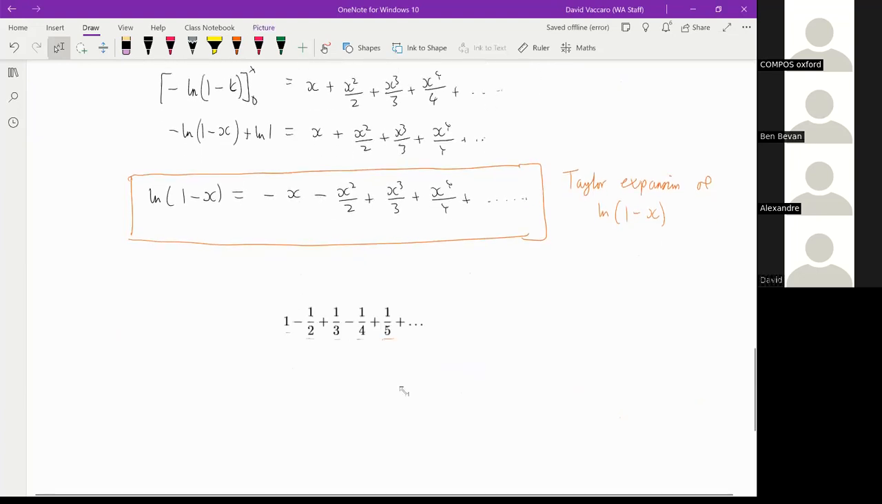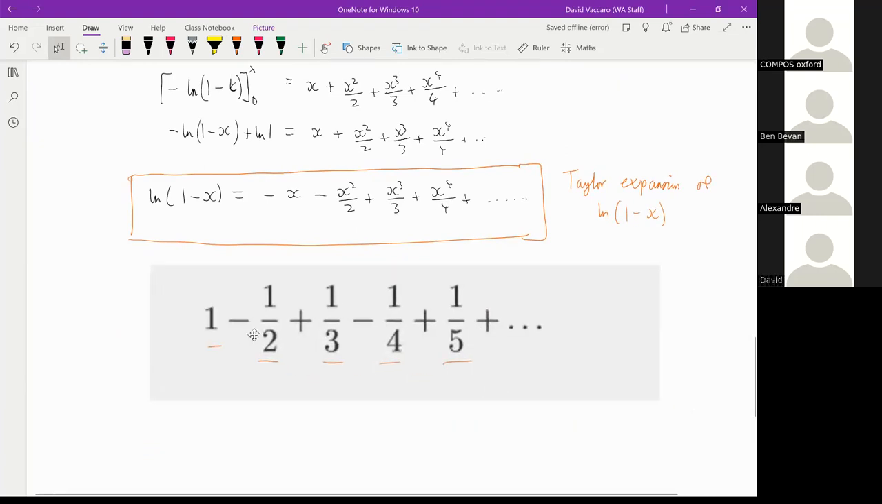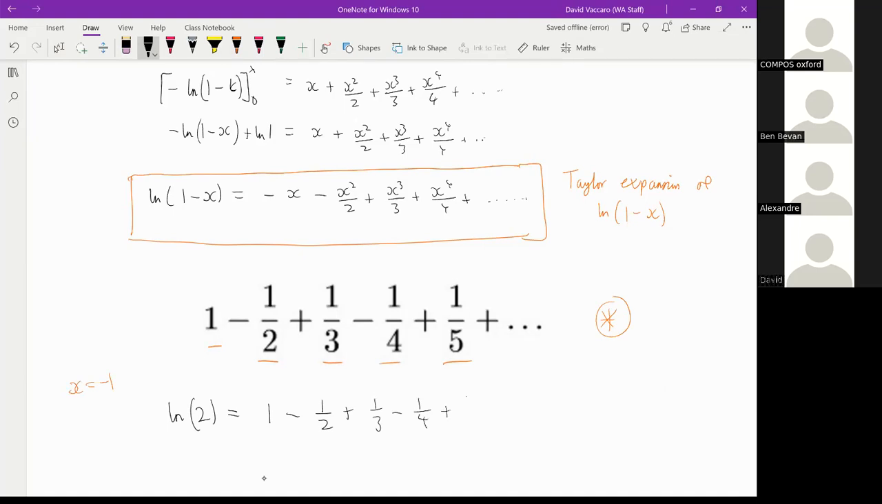What value of x would I need to put in to get this infinite series? Excellent. x equals -1. Someone's put that into the chat. So if I put x equals -1, I get that the natural logarithm of 2 is 1 minus a half plus a third minus a quarter plus a fifth.